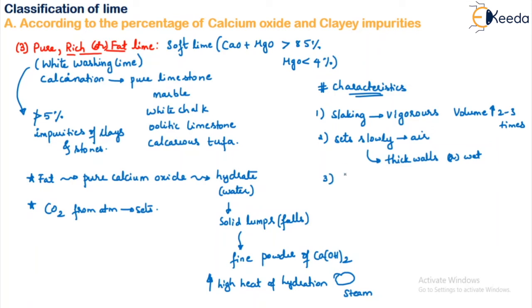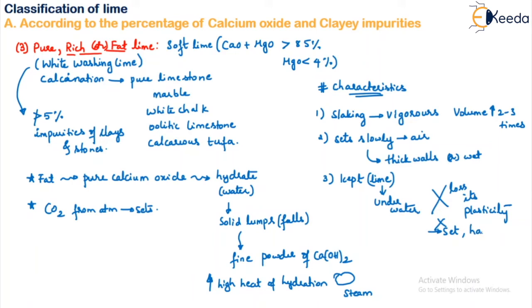The third one is whenever you keep it under water, it will not lose its plasticity. So if pure lime or fat lime or rich lime is kept under water, it doesn't lose its plasticity, or it will not even set or harden. So the specific gravity of this fat lime is somewhere around 3.4.